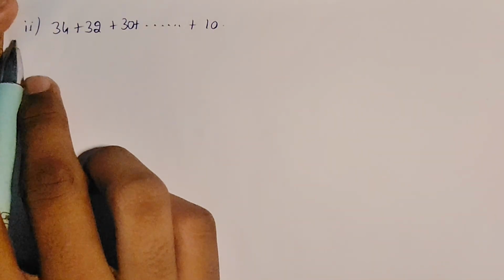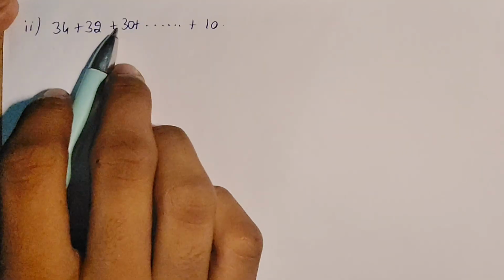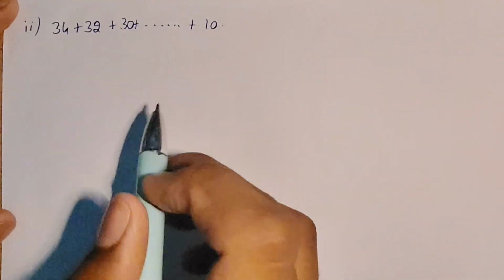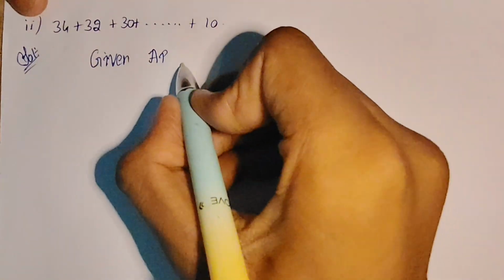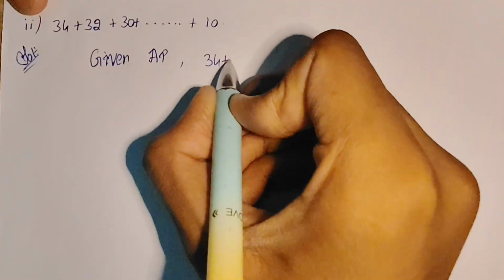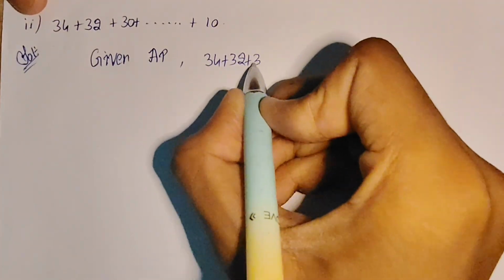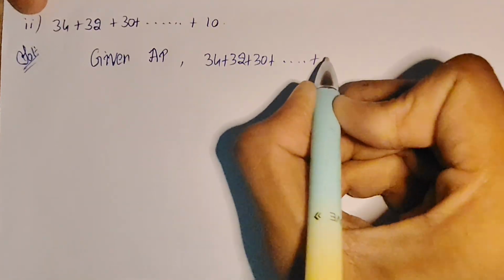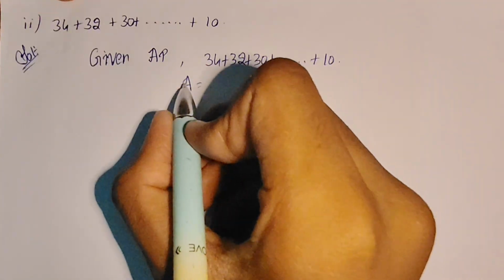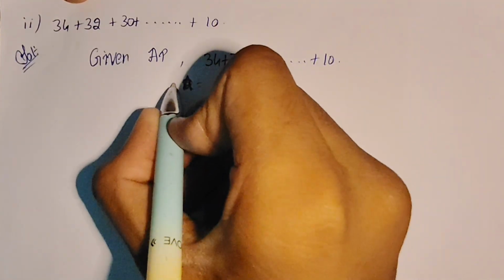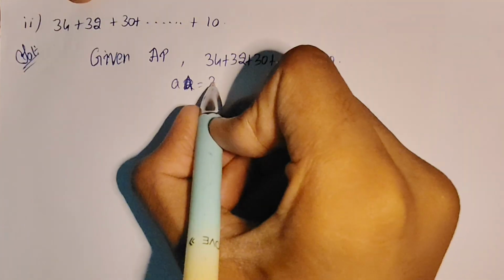So here the second question is 34 plus 32 plus 30 plus and so on plus 10. Let us solve it. So here the given AP is 34 plus 32 plus 30 plus and so on plus 10. By using this AP, I am taking the value of a, the first term, small a. Small a is equal to 34.